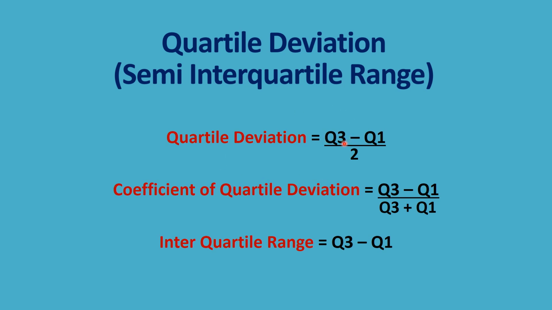If it is said to find the quartile deviation, then it is half the distance between the third and the first quartile. Half the distance between the first and the third quartile. That is why it is divided by 2. Quartile deviation is Q3 minus Q1 by 2 and interquartile range is Q3 minus Q1. The coefficient of quartile deviation is Q3 minus Q1 divided by Q3 plus Q1.